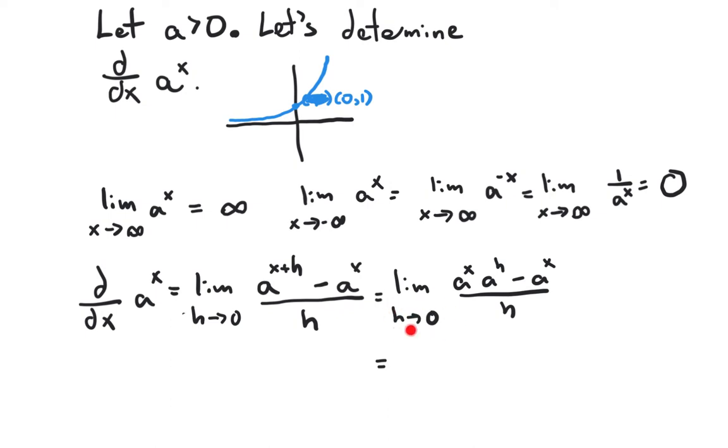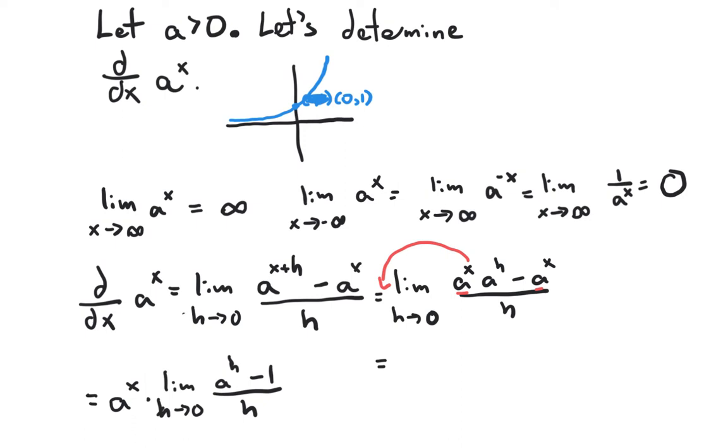And that has nothing to do with our limit. Our limit involves the variable h. So a to the x is acting like a constant inside this expression since h is not varying. So we can take that a to the x and factor it all the way out in front of the limit. So we get that this is the same thing as a to the x times the limit as h approaches 0 of a to the h minus 1 over h. So there we go.